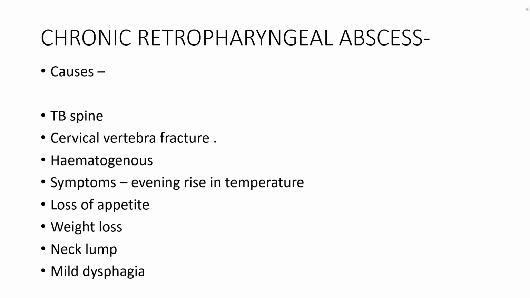And what will be the symptoms of chronic retropharyngeal abscess? As the most common cause is tuberculosis, we will observe an evening rise of temperature that we see in TB also. There will be loss of appetite, weight loss, presence of multiple neck lumps, and mild dysphagia due to abscess. So all these are commonly the features of tuberculosis in a patient. Similar features will be present here also in case of chronic retropharyngeal abscess.